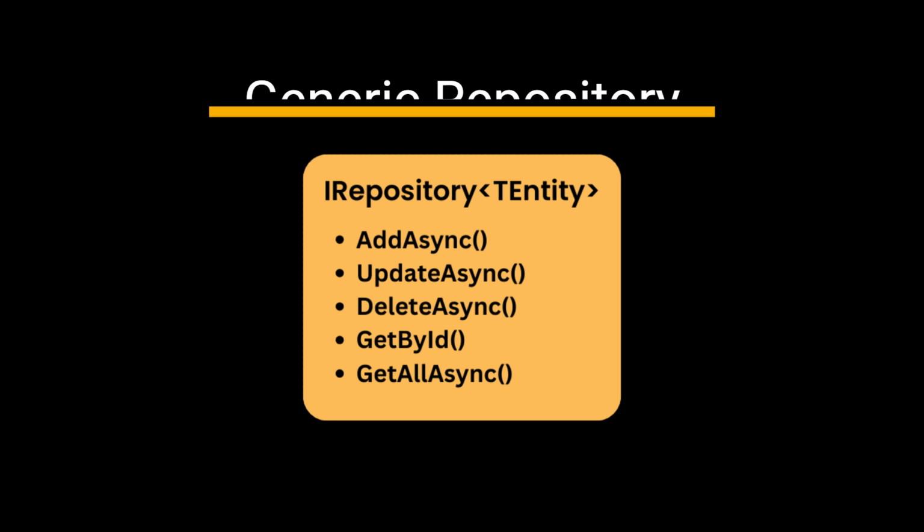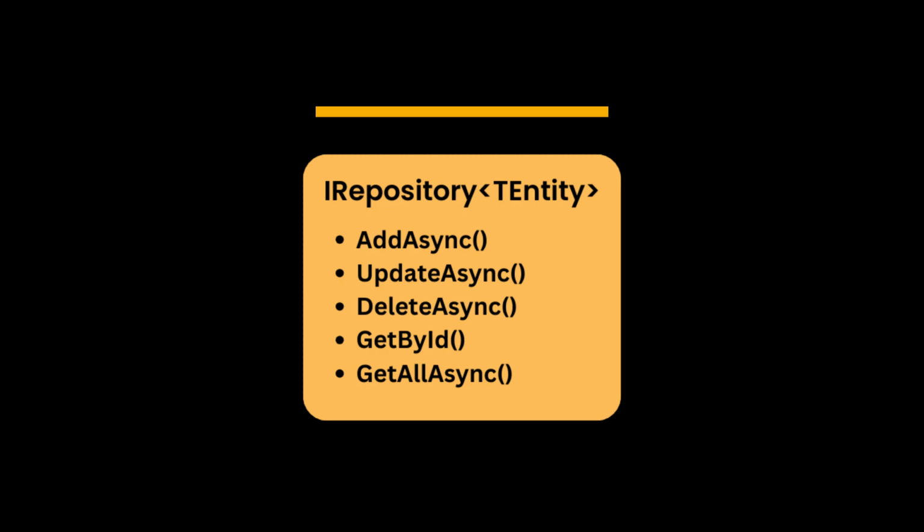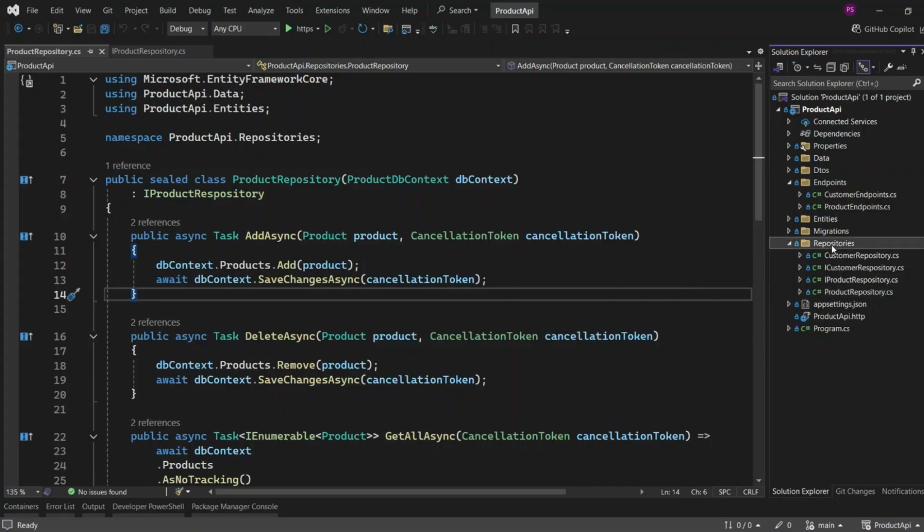This is where the generic repository pattern comes in handy to reduce redundancy. The generic repository pattern allows us to create a single, reusable repository class that can handle CRUD operations for any entity type. This means less code duplication and a more maintainable codebase. Let's see how we can implement the generic repository pattern.